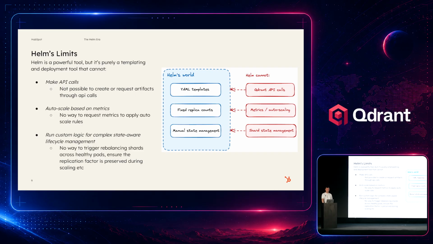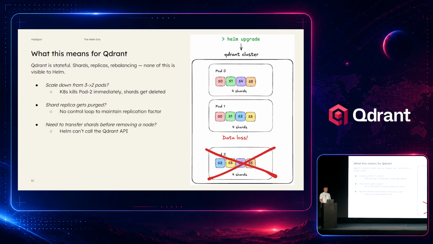Helm is a powerful tool, but it's purely a templating and deployment tool that cannot do things such as make API calls. So it's not possible to create or request additional artifacts required for the setup through API calls. After scaling, based on metrics, there's no good way to request metrics to apply, specifically if it should be state aware. And of course, run custom logic for complex state-aware lifecycle management. So we cannot do things like trigger a rebalance of shards across healthy pods, or ensure the replication factor is preserved during scaling and apply it to Qdrant.